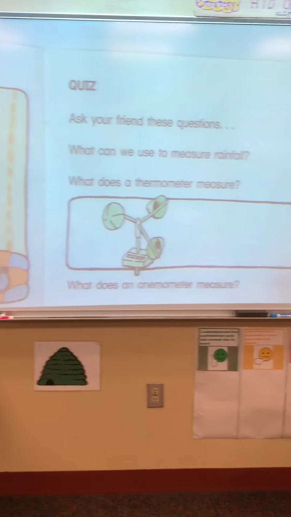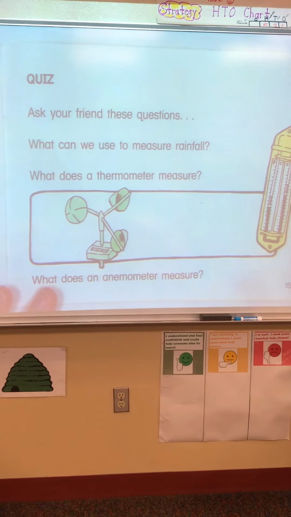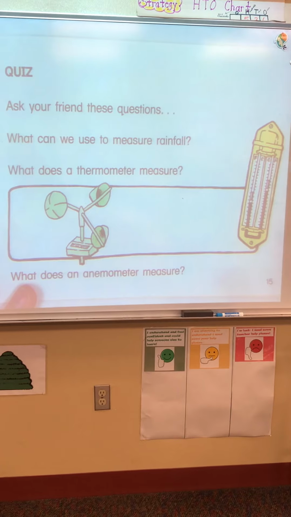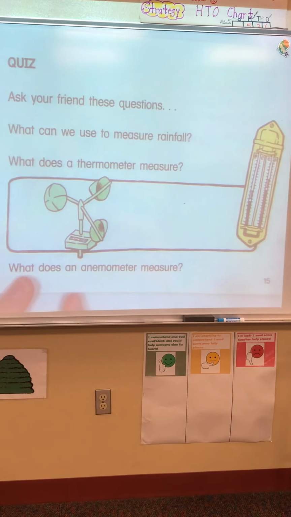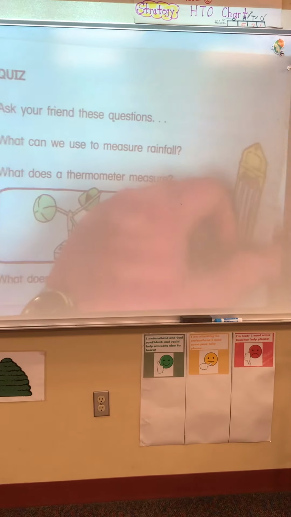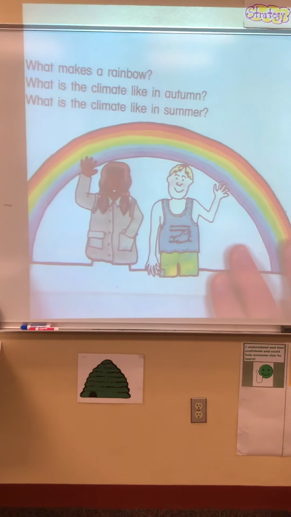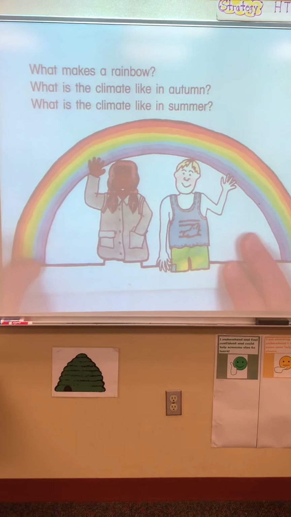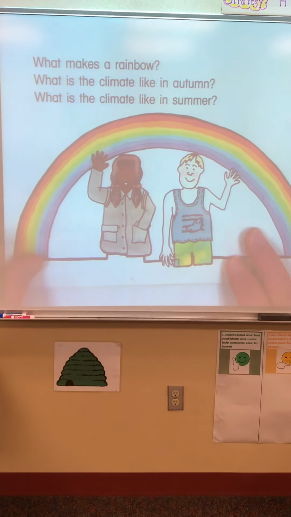So ask your friends these questions. What can we use to measure rainfall? So I want you to think about that. What instrument did we talk about that measures rainfall? What does a thermometer measure? And what does an anemometer measure? What makes a rainbow? What is the climate like in autumn? What is the climate like in summer? And remember, autumn is another name for fall.